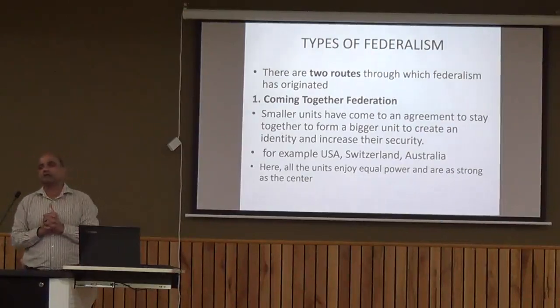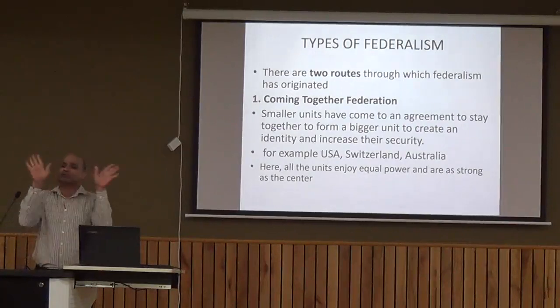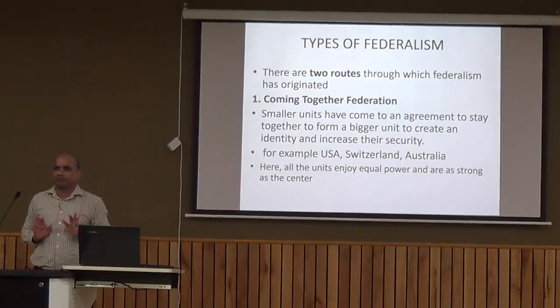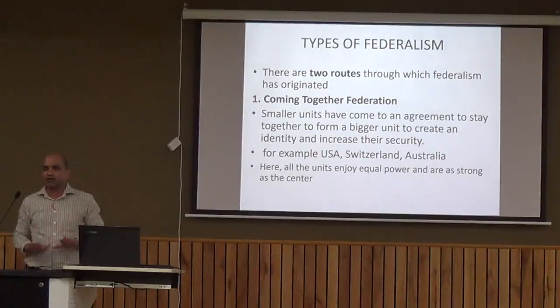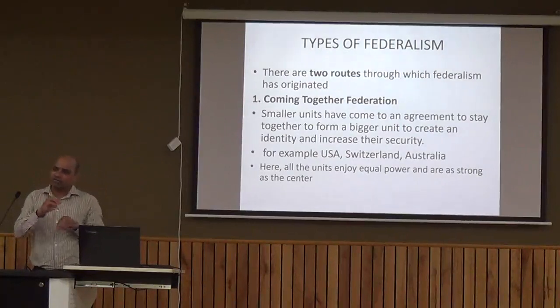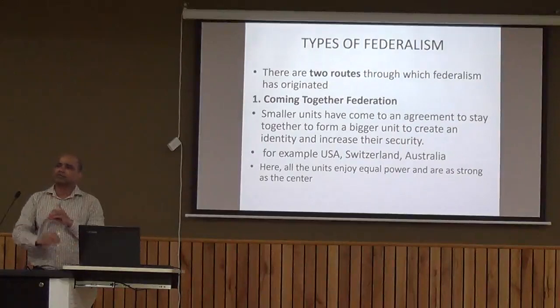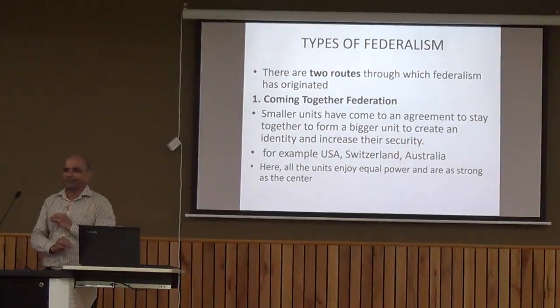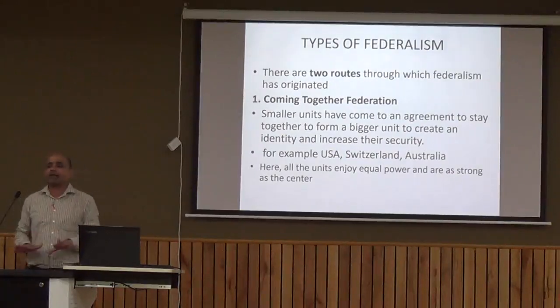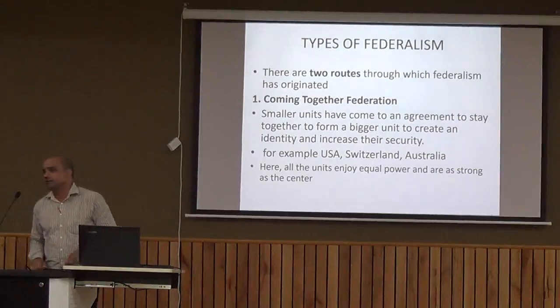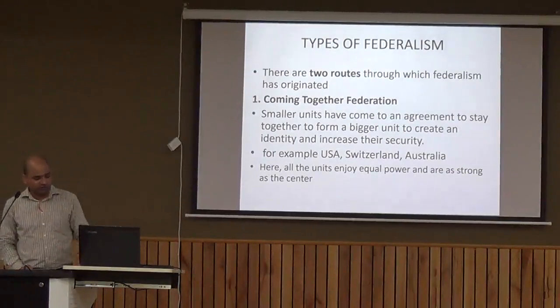All the units enjoy the same power. For example, the United States of America. All the 50 states in the United States of America enjoy the same power. So the units in the United States of America, the states in the USA, do not become subservient or subordinate to the center. Means states work independent of the center. This is what coming together federation is.